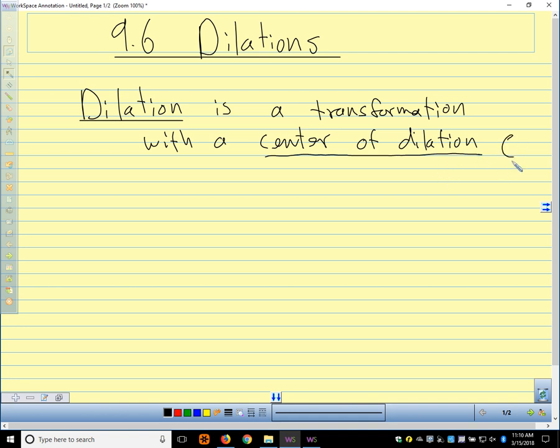We call the center of dilation C. And a scale factor, n. And for what we're going to do, we're going to say our scale factor is going to be positive. So I'm going to say n is greater than 0. Where these things happen.